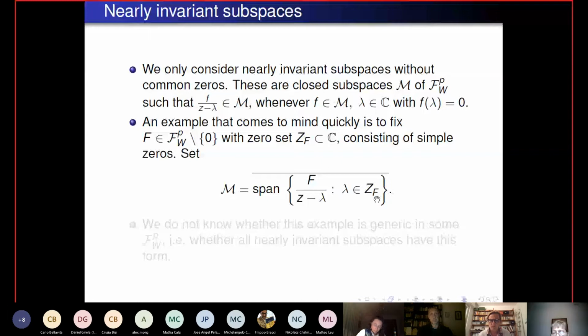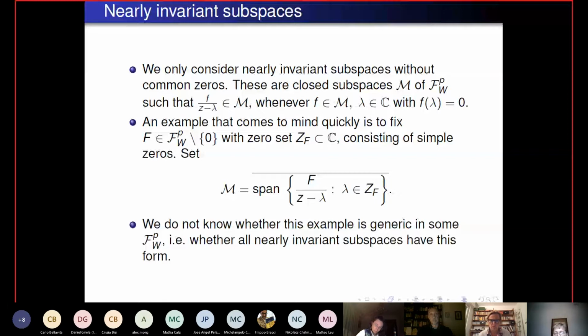What we also don't know, and this seems to be quite a difficult question, is whether nearly invariant subspaces are all of this form. If I give myself any nearly invariant subspace, is it true that I can find an F to represent it in this form? Is it one generated? At this time, we really don't know about that.